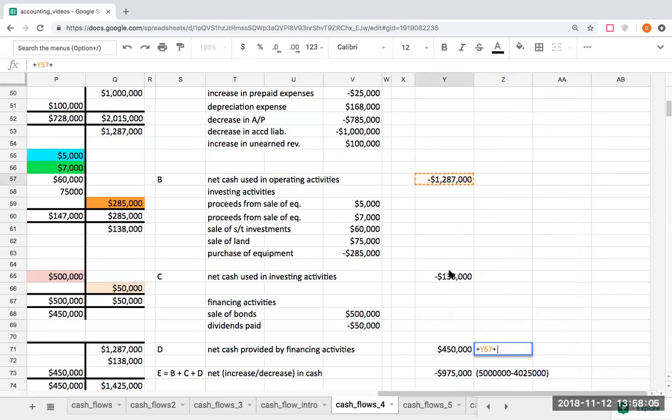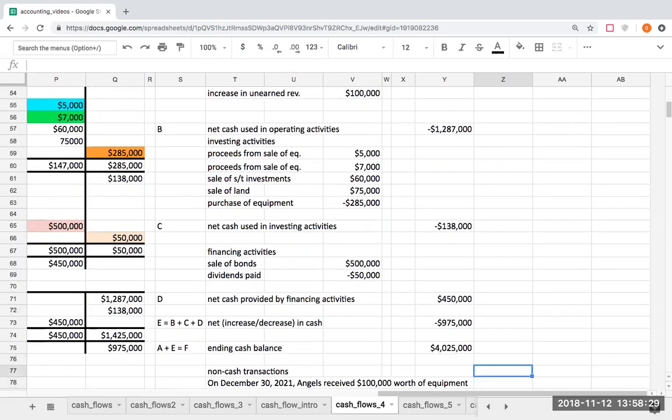So when I add up the negative 1,287,000 plus the negative 138,000 plus the 450,000, I get to my negative 975,000. Note that this net change in cash also ties in with what we were showing earlier, the $5 million beginning cash balance and the $4,025,000 ending balance. So this is going to be a net decrease in cash.